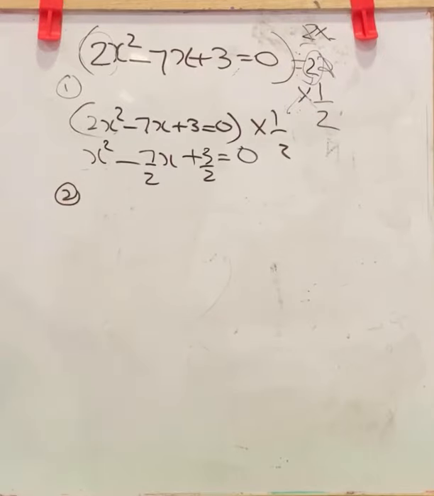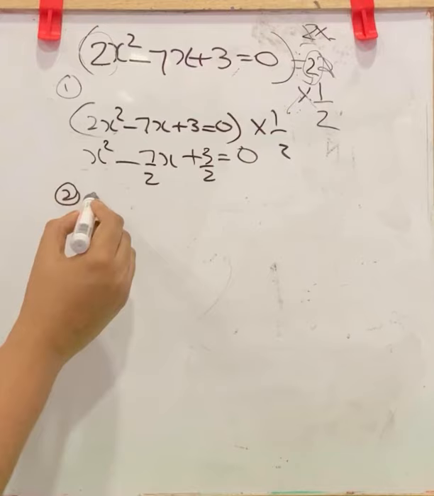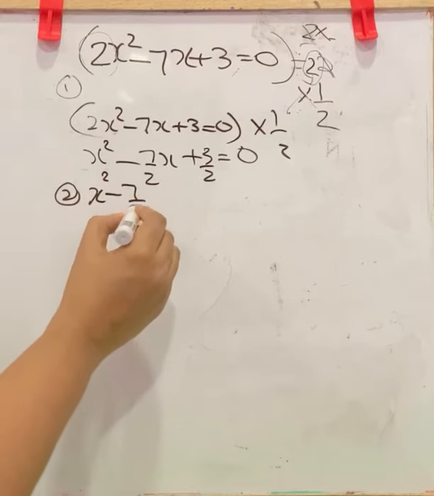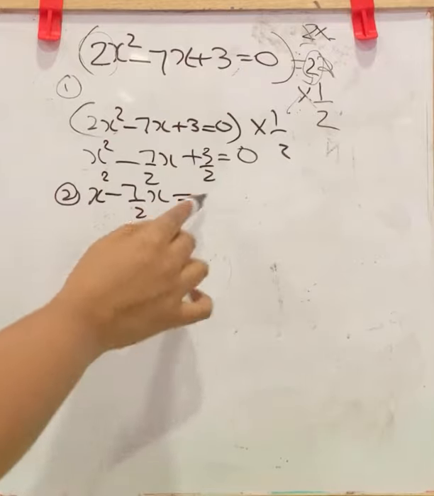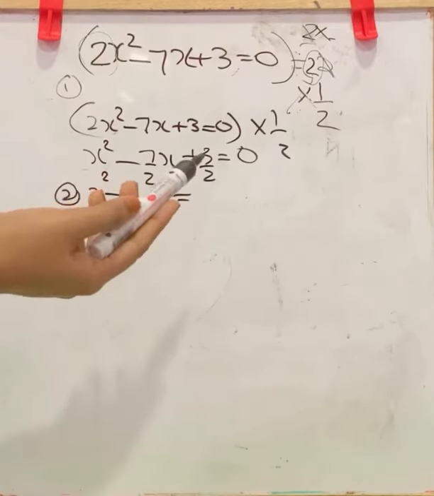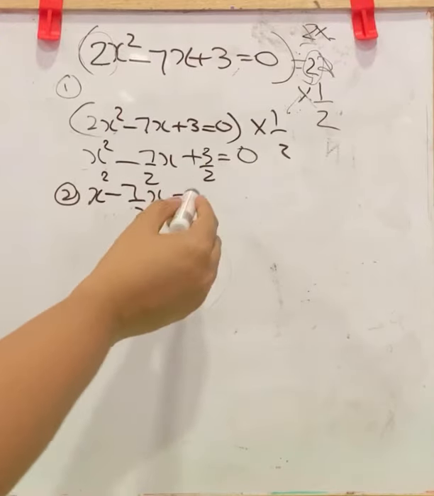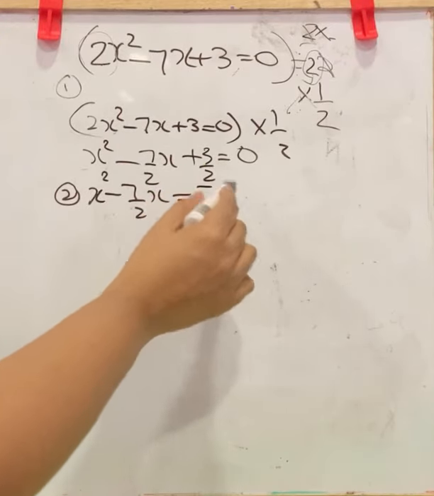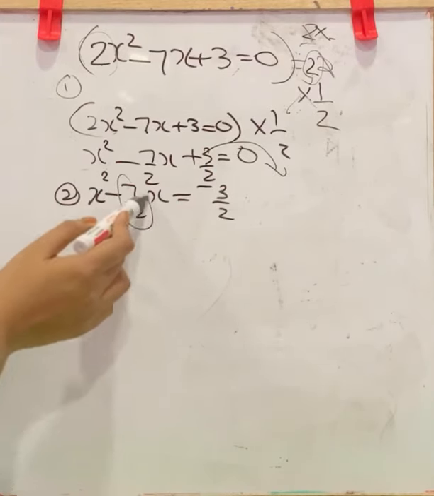Now the second step, you have to take the constant term to the RHS. This becomes x square minus 7 by 2 x equal to, here already 0. Taking this plus 3 by 2 to the RHS, it becomes minus 3 by 2. And you know 0 minus 3 by 2 is minus 3 by 2. Taking this to the RHS.